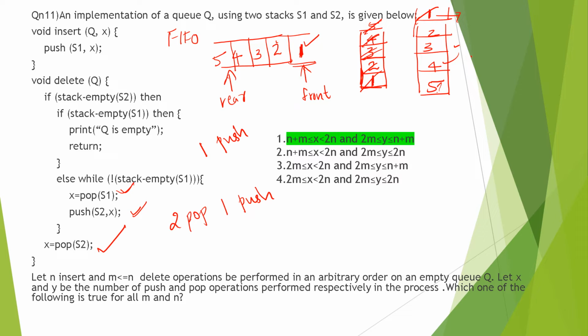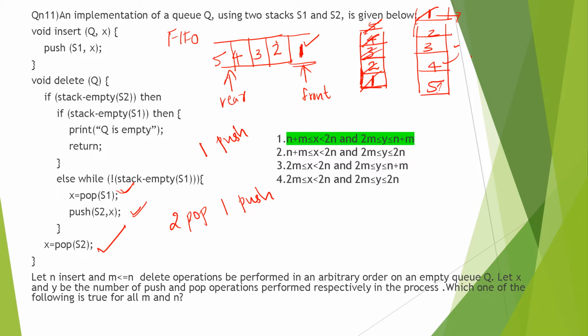Now come to the question. Let n insert and m (m less than or equal to n) delete operations be performed in an arbitrary order on an empty queue Q. N insertions are to be performed in the queue. M can be up to n deletions or fewer. If we are inserting n elements into the queue, the maximum number that can be deleted is n. The number of deletions is represented as m, and the maximum number of deletions possible is n. That is why m is less than or equal to n.